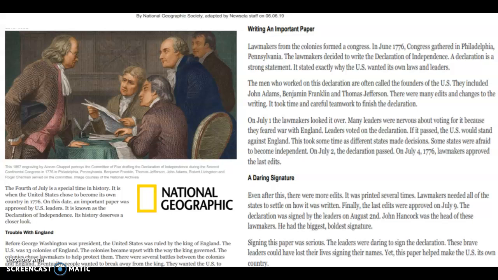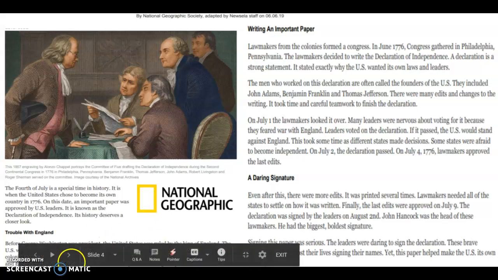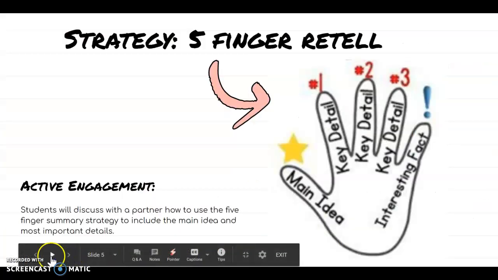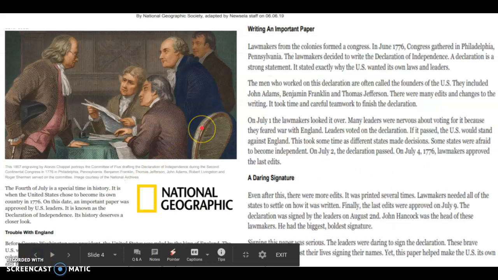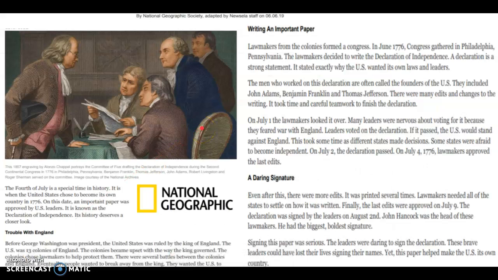Excellent. So now that we've read through it, we're going to look at what the main idea was. So I want you to think to yourself for a minute, what do you think is the main idea? If you said the main idea was that United States leaders signed the Declaration of Independence, you are correct. Next, we need to find 3 key details.